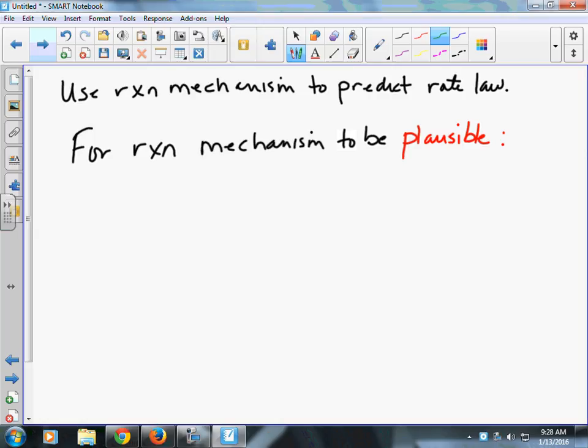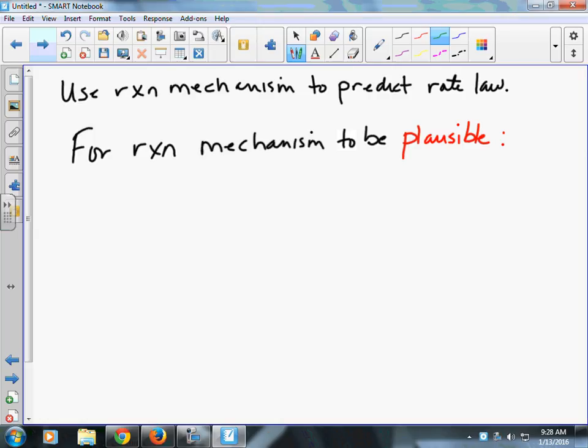Okay, y'all listen to the words coming out of my mouth. For a reaction mechanism, which is a series of elementary steps, to be plausible, it has to satisfy two requirements. This is on page 9 of your notes. We'll come back to the top of page 9 in just a second.